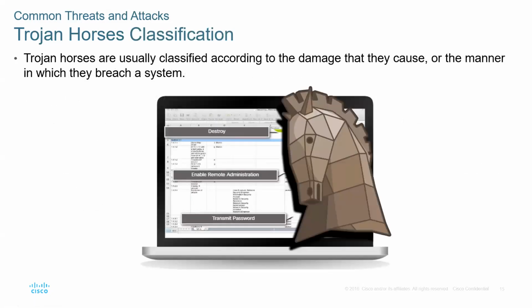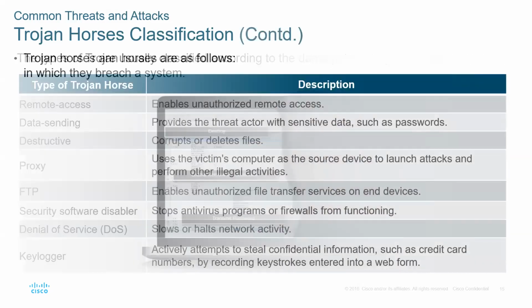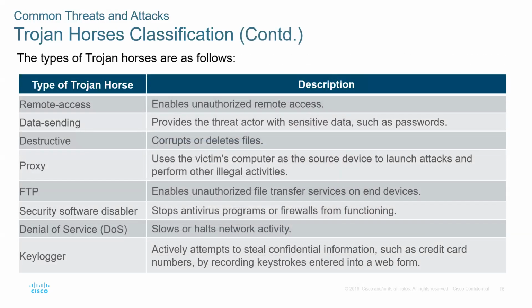A Trojan horse classification is typically according to the damage they cause or the manner in which they breach the system. So if they're there to destroy, just enable remote access, or transmit a password. So here are some classifications of Trojan horses. For example, remote access we covered. They can also be data sending, where they're just sending sensitive data. Destructive, where they're corrupting or deleting files. A proxy is going to use a victim's computer to launch another attack. An FTP is going to be an unauthorized file transfer. Security software disabler, simply stopping antivirus and firewalls within the local machine.